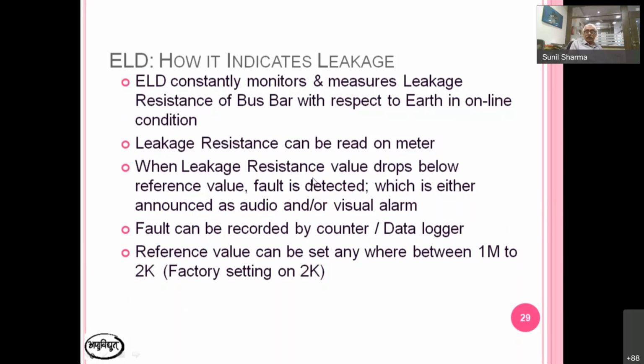Then when the leakage resistance value drops below the reference value, a fault is detected, which is announced as either an audio or visual alarm. So there is a reference in each channel. Suppose you have set any channel at 100K.